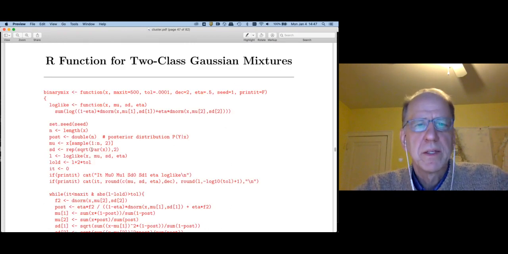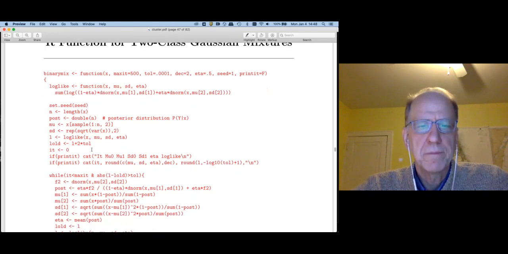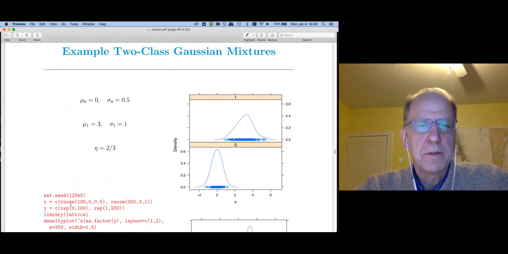I implemented a simple R function to try this EM algorithm out, and I generated data using the model I specified before. So my class conditional distributions are normal with a mean of 0 and a standard deviation of a half.